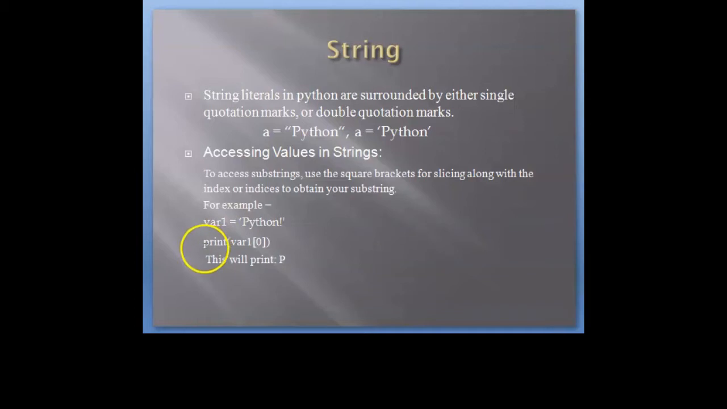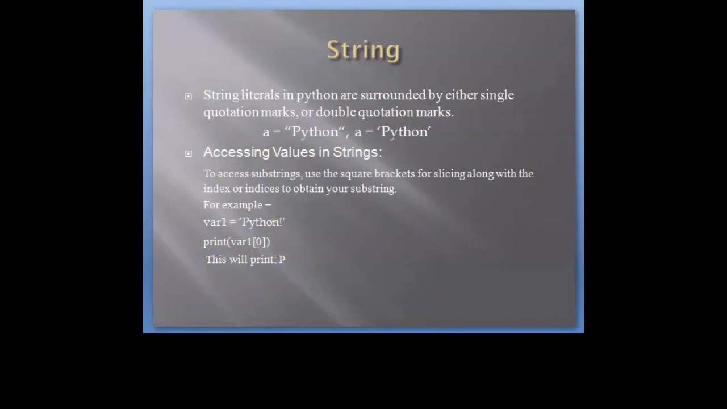So similarly here, print variable 1, and in square bracket we write the index number, so we've written 0. If we see here, what is that 0 index? That is p. We start from 0 index. For 0 index p, 1 index y, 2 index 3, so this will print p.